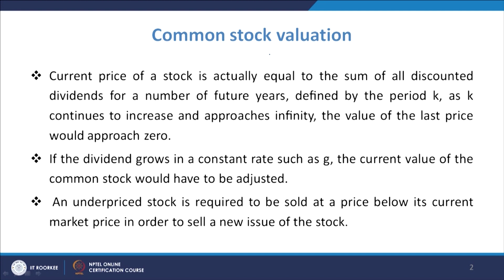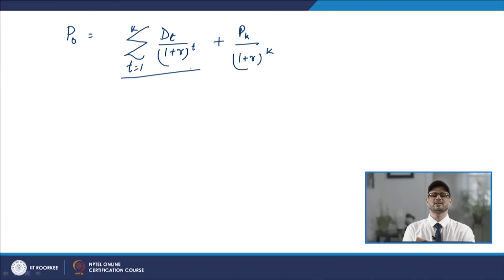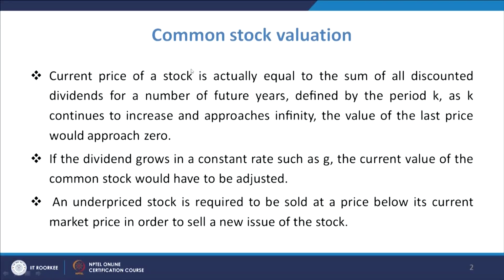So, this is the dividend for the k period, and also you are taking the price, which is made equivalent to today's time. So, Pk is divided by 1 plus r raised to the power k, and that term is added.